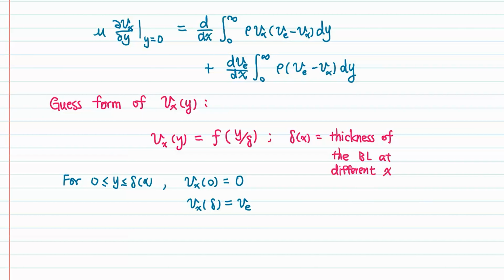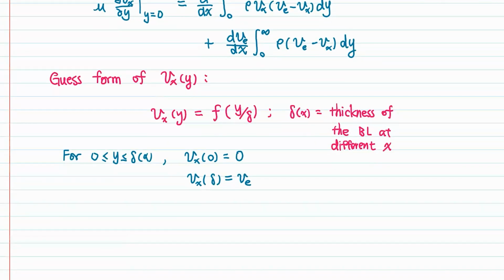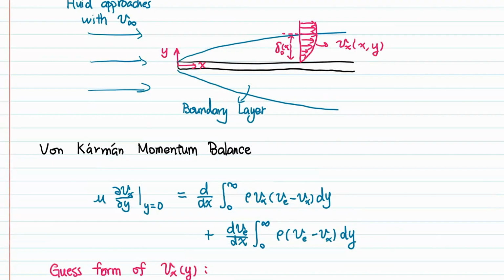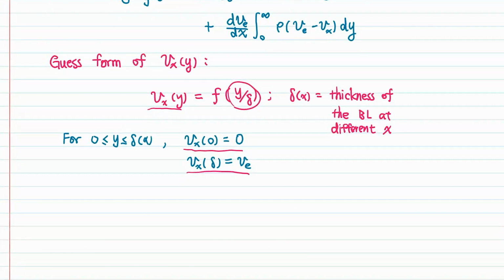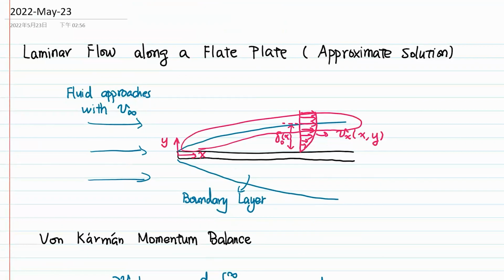So here we can combine the information that v of x should be a function of y over delta, the fact that we have these two boundary conditions, and the fact that we would hypothesize a curve-like shape for our boundary layer thickness. I'm drawing the wrong thing here.